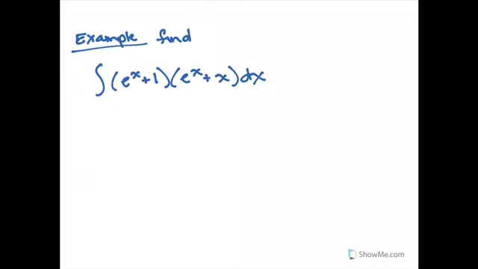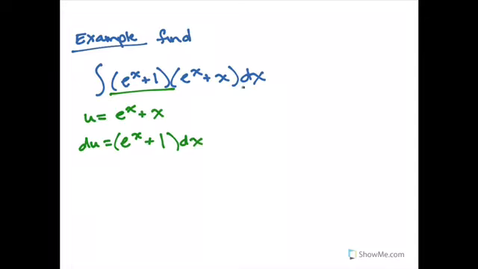So what should my choice for u be? E to x plus x. E to the x plus x. Because we don't want it to be the most simple thing in the problem. And so unfortunately we're picking the most complicated thing. That kind of goes against my rule. But if I pick that choice for u, I see that du is e to the x plus 1 times dx, and that's right there in the problem.